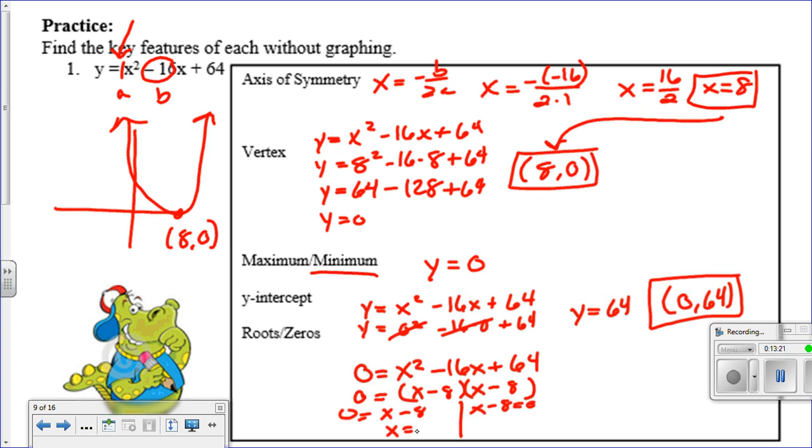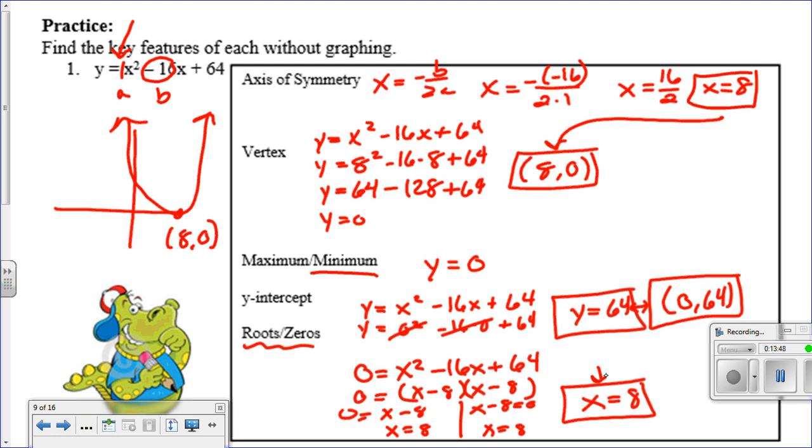So that means your x value is 8. When we are talking about roots, you only give the x value. So we will only give the x value. In this case, for the y-intercept, I'm fine with either one of those. Doesn't matter to me. But roots or zeros, specifically, if it says roots or zeros, you have to just give the x value. You don't give the ordered pair.